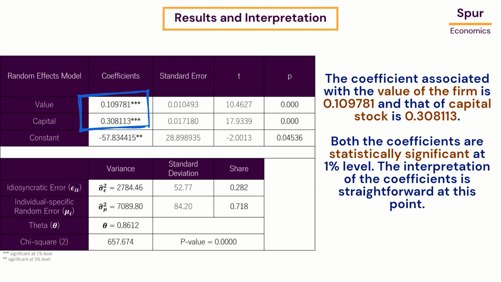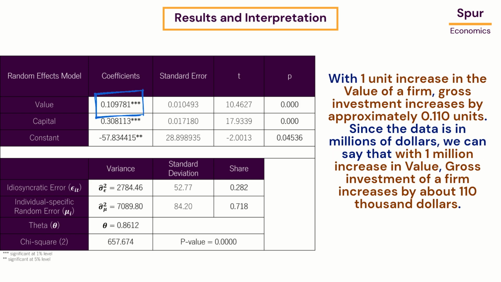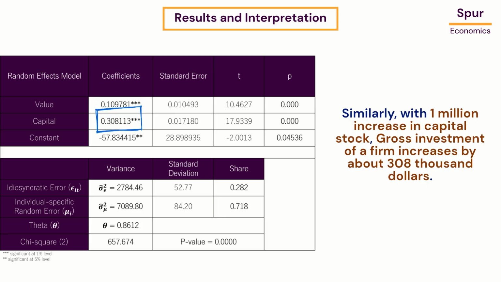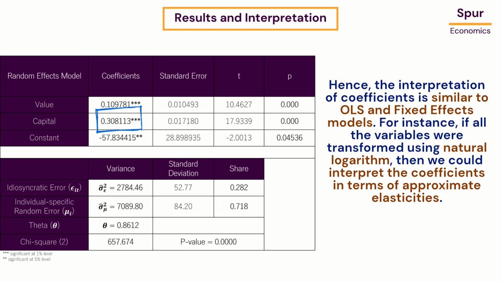The interpretation of the coefficients is straightforward at this point. With 1 unit increase in the value of a firm, gross investment increases by approximately 0.110 units. Since the data is in millions of dollars, we can say that with 1 million increase in value, gross investment of a firm increases by about $110,000. Similarly, with 1 million increase in capital stock, gross investment of a firm increases by about $308,000. Hence, the interpretation of coefficients is similar to OLS and fixed effects models.